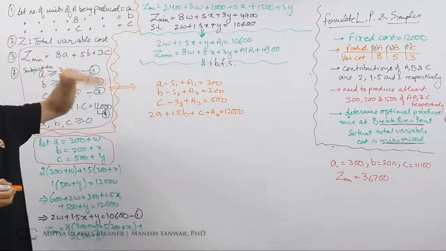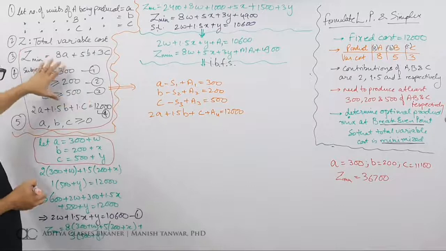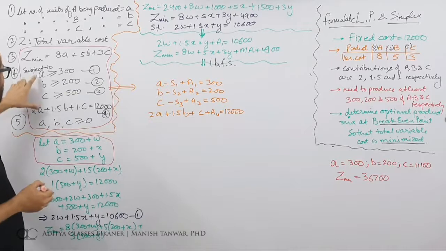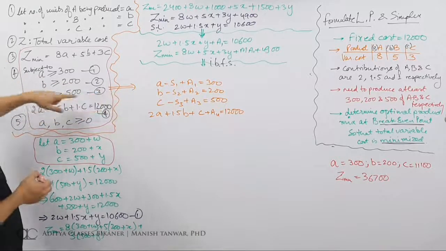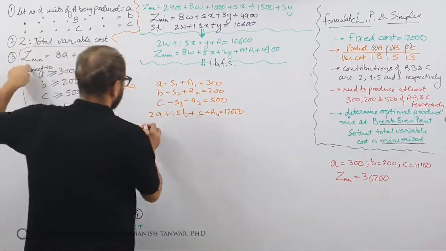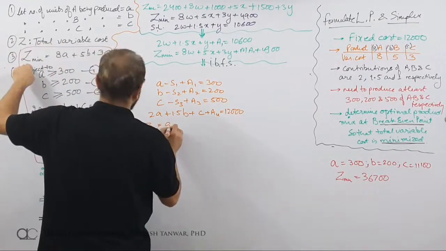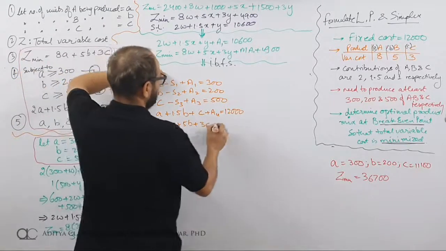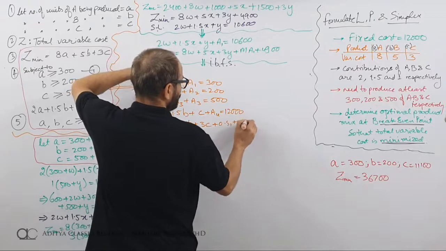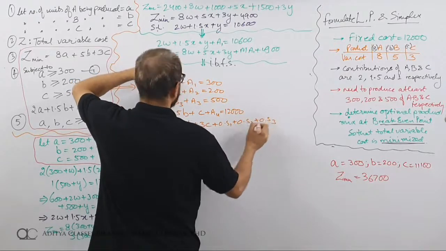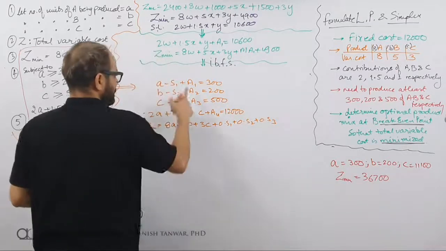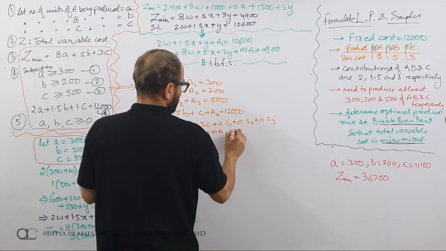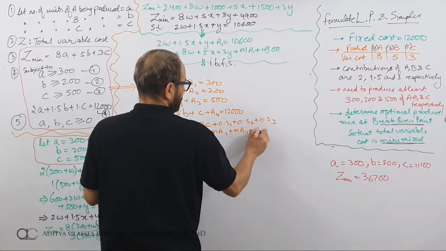Now this is the normal routine simplex that we would have done if we had not made use of this substitution. This would have been our normal standard form. All inequalities have been converted into equalities, and the objective function would have been Zmin is equal to 8a plus 5b plus 3c, plus 0 s1 plus 0 s2 plus 0 s3. And being minimization, it would have been plus M a1 plus M a2 plus M a3 plus M a4.